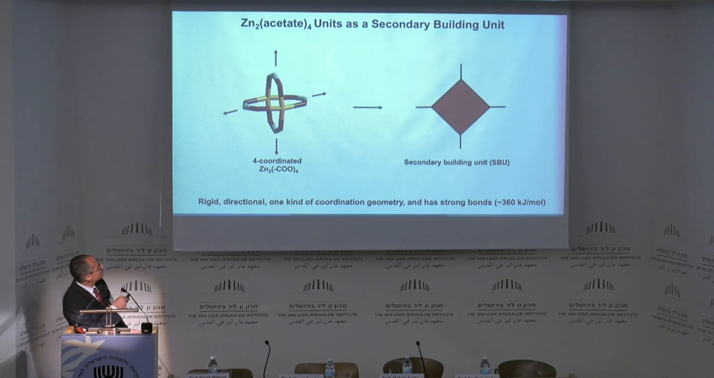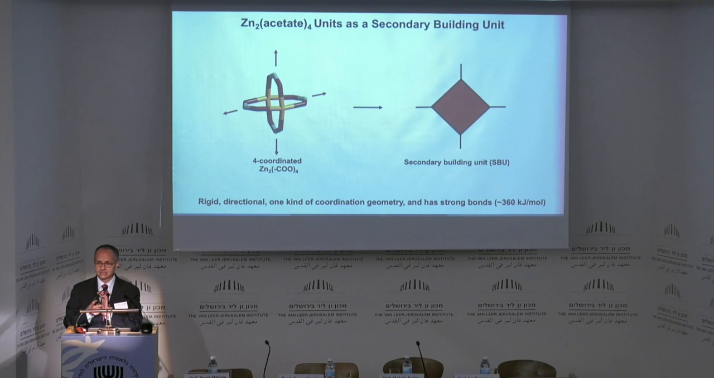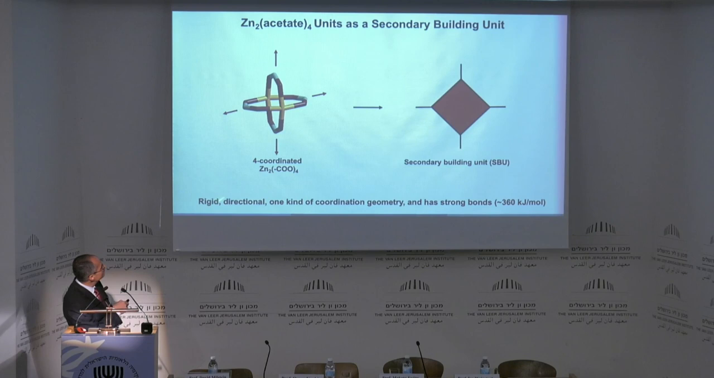The second thing, create larger entities, multimetallic entities, that can be rigid, that fix the geometry of the metal, in this case, zinc, and then obviate the need to control the geometry of the metal, because now you can link this cluster from these carbons. And so this will always be a square. So we found that these metal acetates are ideal building units, targets, because they're rigid, they're directional, and they have one kind of coordination geometry, which means that if I have the right reaction conditions that produce this, I can begin to design, and they were made from strong bonds.